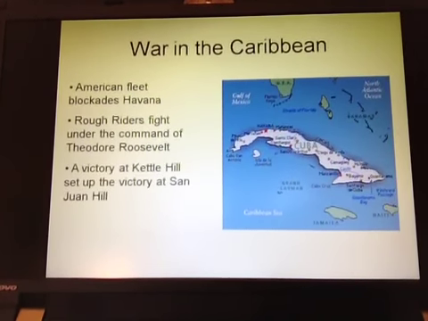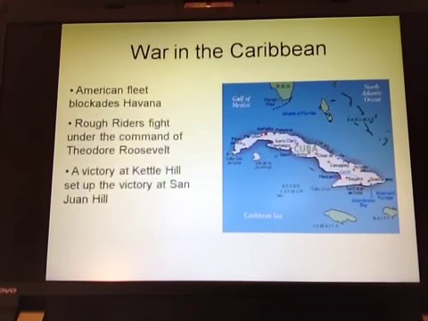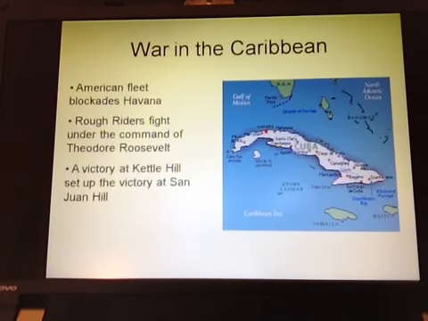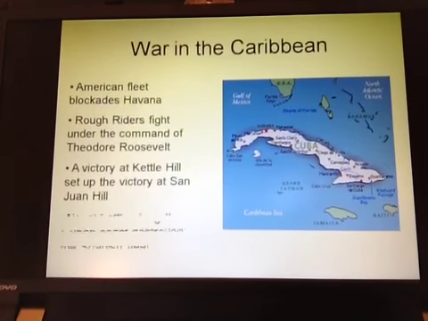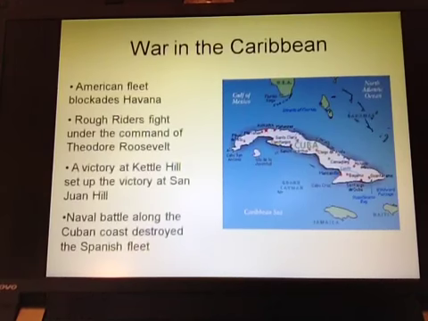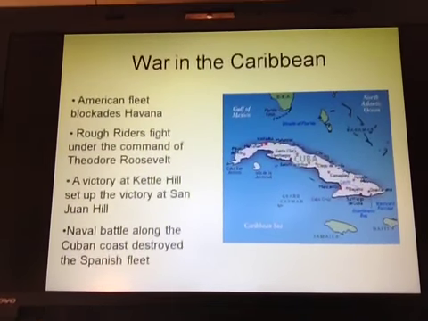They win at Kettle Hill, which is really the strategic importance, but then later a more highly publicized victory at San Juan Hill, which wasn't actually as important strategically, but was simply covered by the media, and so therefore was drummed up as the key battle. They win that battle of San Juan Hill, and so once we win the land and then we destroy the Navy off the coast of Cuba, we have basically won the war in the Caribbean.